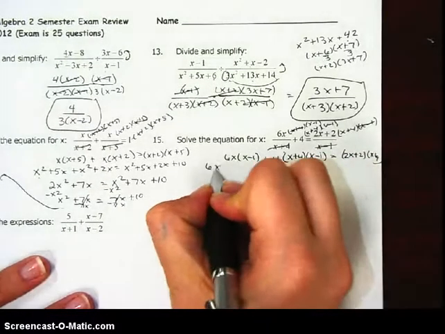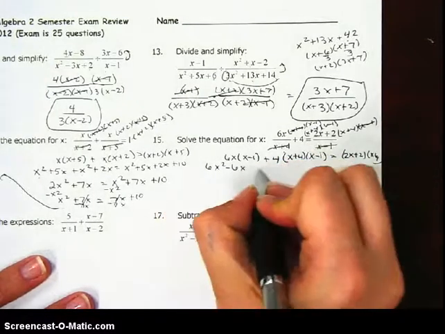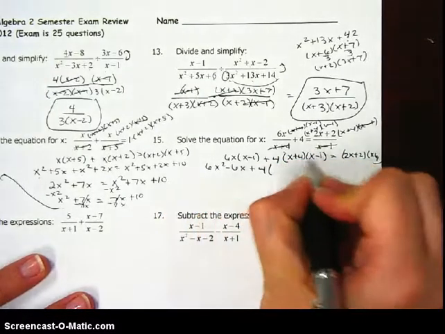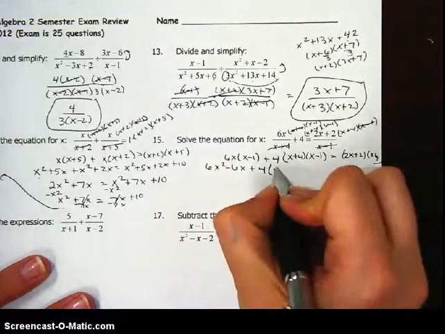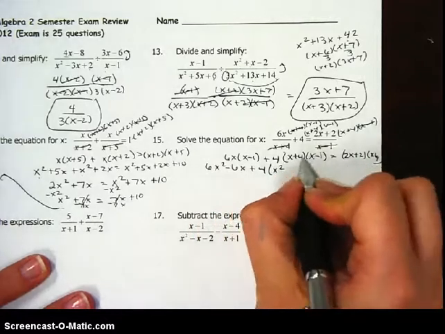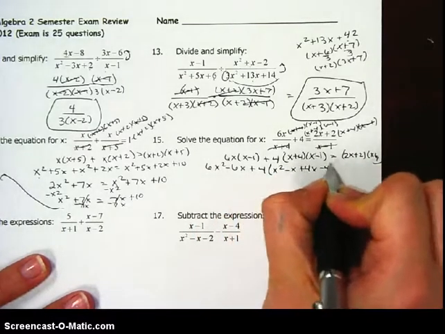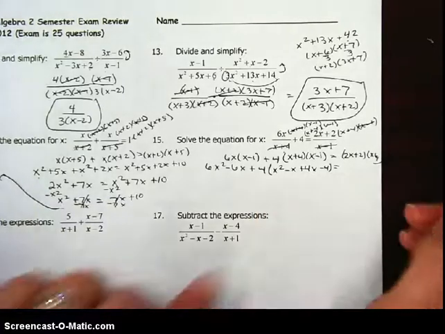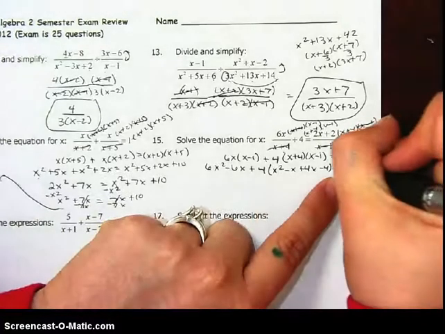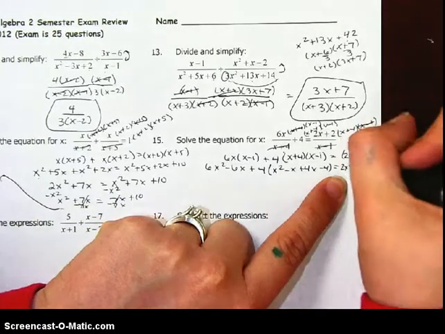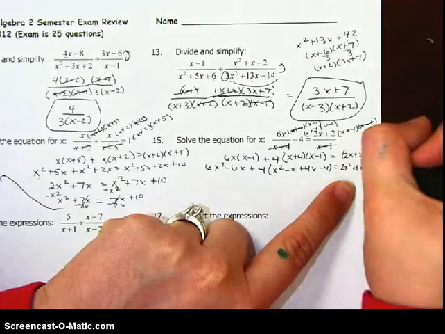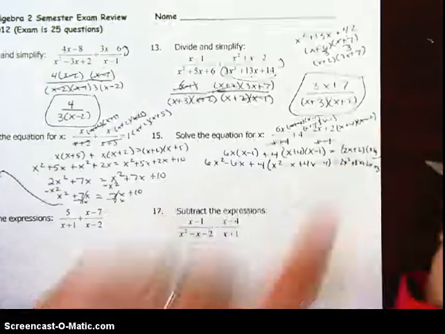So we have 6x squared minus 6x plus 4. We're going to FOIL the middle out first. So x squared minus x plus 4x minus 4 equals, distribute this, 2x squared plus 8x plus 2x plus 8.